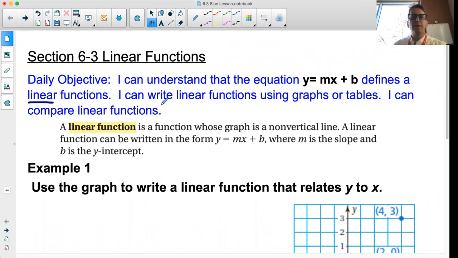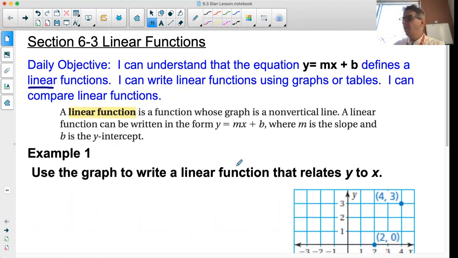So you're going to get a question like, is this line linear? And if you can see that it's in that format, y is equal to mx plus b, with slope and an intercept, it is considered linear. This is another one of those MCA questions. Is this linear? Then they'll give you an equation. A linear function is a function whose graph is a non-vertical line. A linear function can be written in the form y equals mx plus b, where m is the slope and b is the y-intercept. Let's get going with example 1.